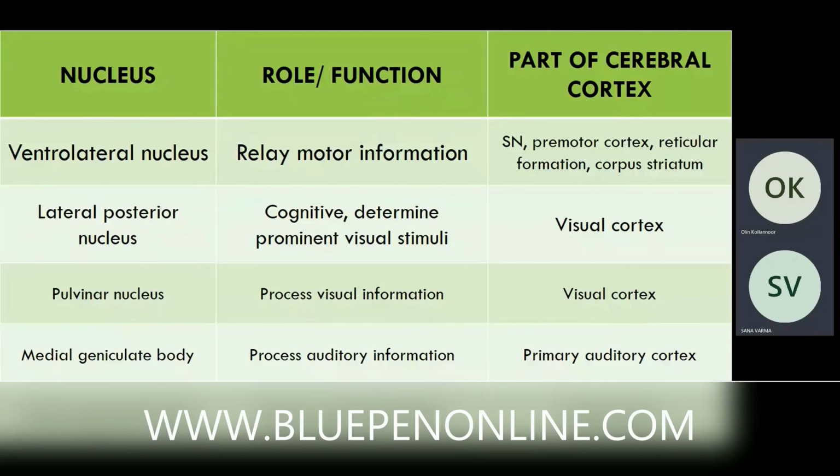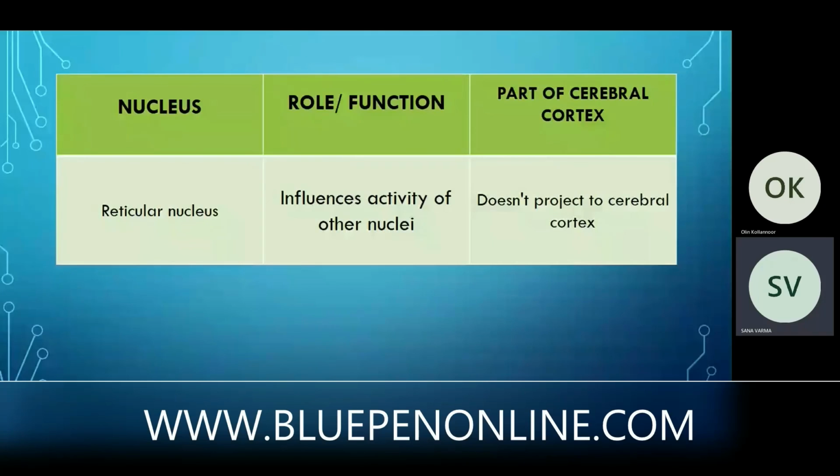And then comes the reticular nucleus, which influences the activity of other nuclei. The reticular nucleus makes up an outer covering of the thalamus, and it influences the activity of other nuclei. It doesn't have any connections with any part of the cerebral cortex. It's just like a covering, or a protection, for the activities of other nuclei in the thalamus.